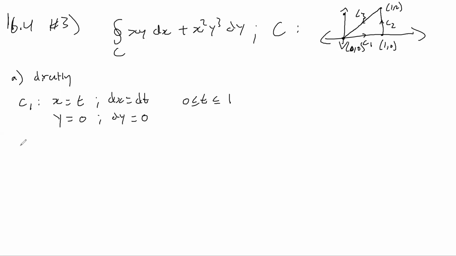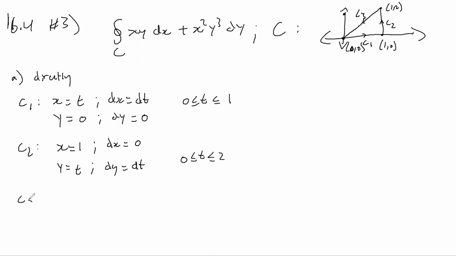Now for segment C2, x stays as 1, so we can represent x equal to 1, while dx is equal to 0. But y does change. I can set y equal to t, but then my domain for segment C2 is going to be between 0 and 2. And then dy would equal dt.